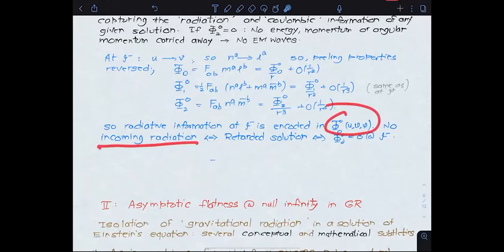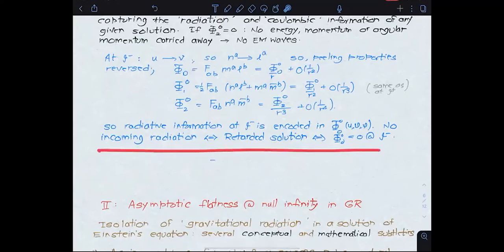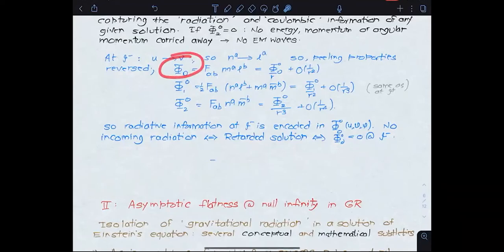So if we say that there is no incoming radiation, or if we are talking about a retarded solution, then that means that this condition is 0. So this is the condition we use in gravitational waves, no incoming radiation. And in electromagnetic waves, that would say that phi naught naught is 0 at scri.